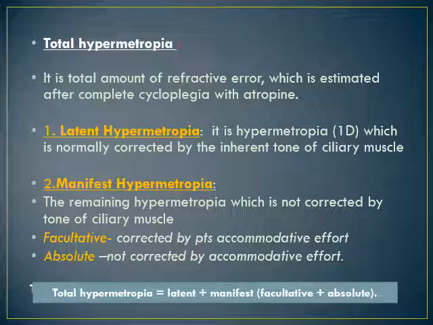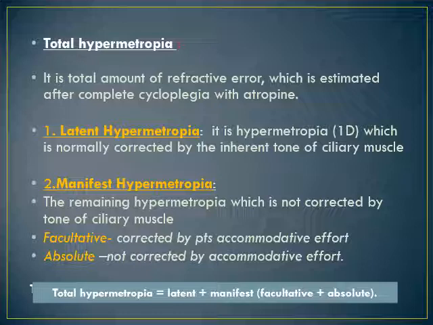Then there are some entities regarding hypermetropia. So what is total hypermetropia? It is the total amount of refractive error which is estimated after complete cycloplegia with atropine. What is cycloplegia? Cycloplegia is the paralysis of the ciliary muscle, which is important for accommodation. So with the help of atropine, cycloplegia is achieved and then the amount of refractive error is estimated. So it includes latent hypermetropia and manifest.